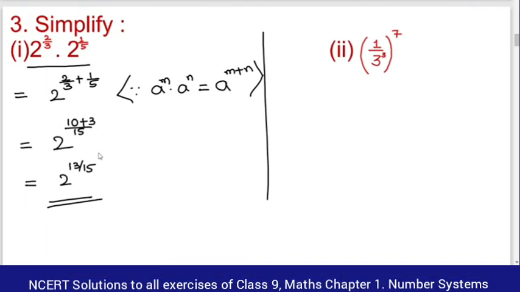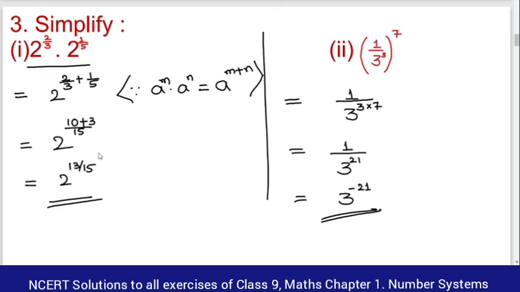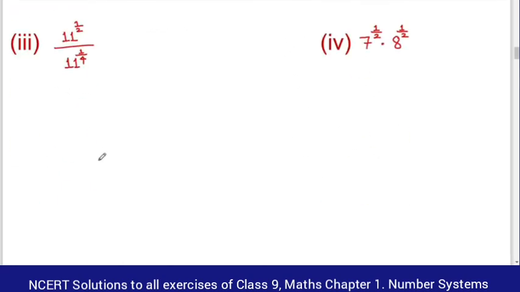Now second one, 1 divided by 3 cube whole to the power 7, which is equal to 1 divided by 3 to the power 3 into 7. Now it is equal to 1 divided by 3 to the power 21, which is equal to 3 raised to minus 21.